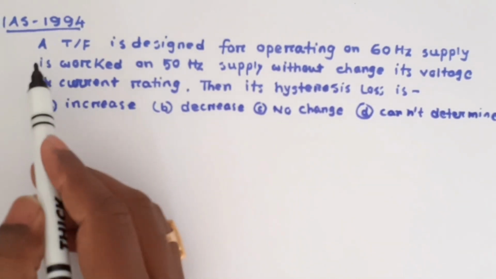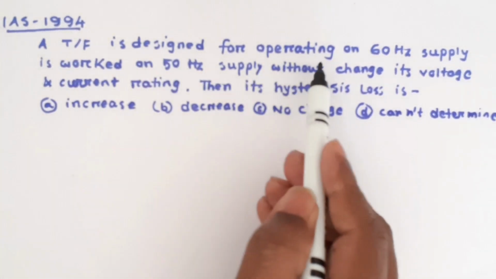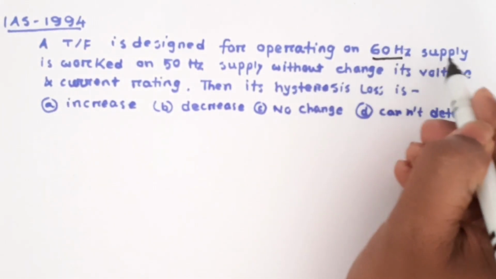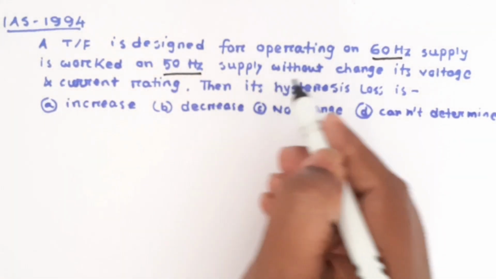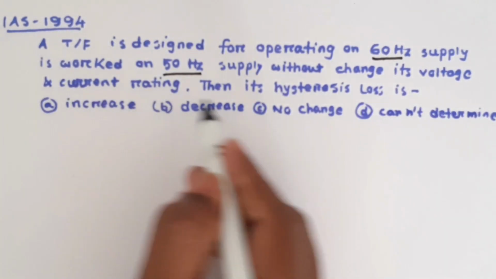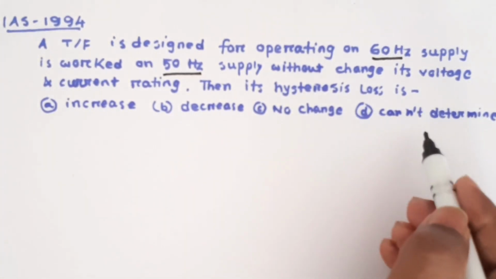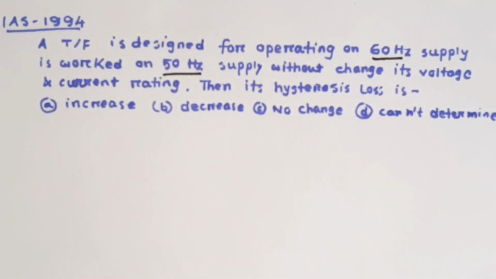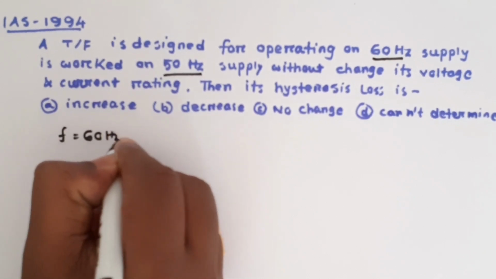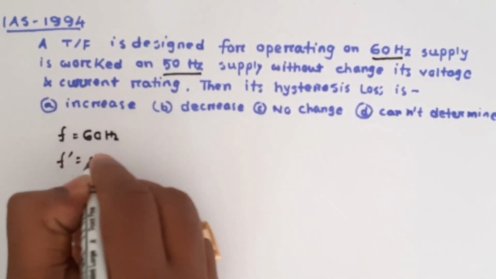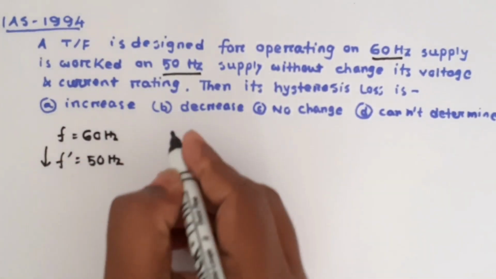Practice another numerical, IAS 1994. A transformer is designed for operating on 60 Hz. Supply is worked on 50 Hz supply without changing its voltage and current rating. Then its hysteresis loss will increase, decrease, no change or cannot be determined? Initially, the frequency f was 60 Hz. Now the frequency f dash becomes 50 Hz. That means frequency is decreased.